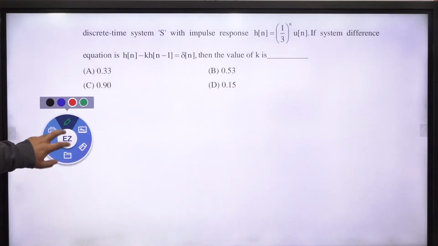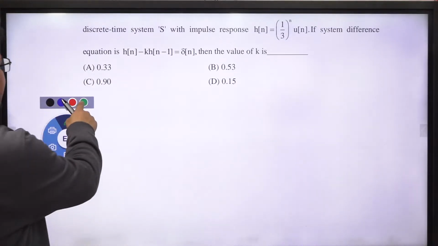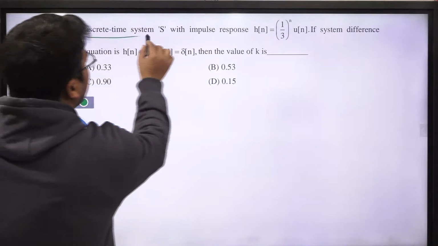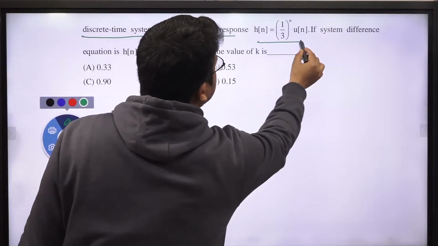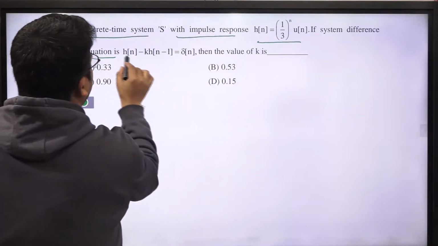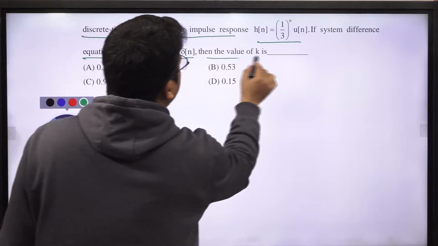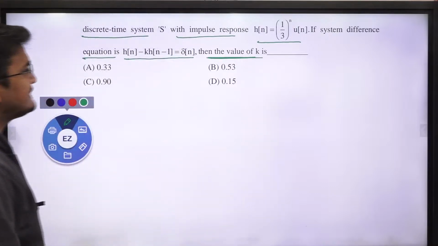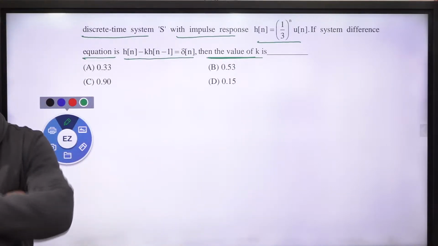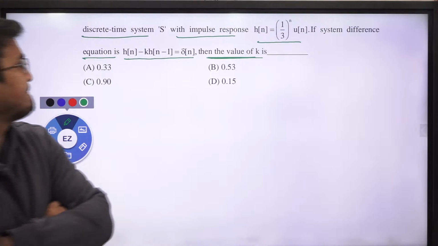Again, this is a signal system question. A discrete time system S with impulse response is given like this. If the system difference equation is h of n minus this, then what will be the value of K? So guys, tell me what will be the value of K? Yes, please come up, tell me the value of K.